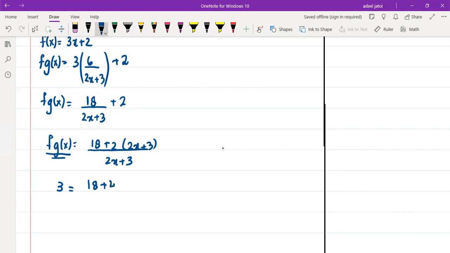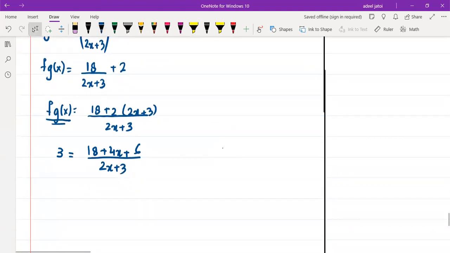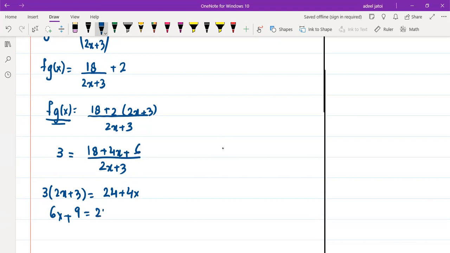18 plus 4x plus 2 times 3 becomes 6, whereas the denominator remains 2x + 3. Let's multiply the 2x + 3 to the other side. This becomes 3(2x + 3), and we have 24 + 4x. 6x plus 3 times 3 becomes 9, equal to 24 + 4x.